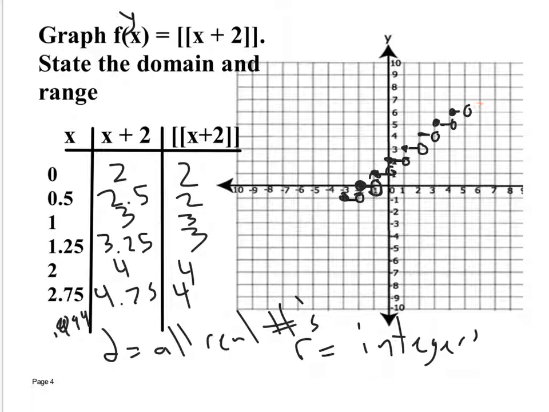When would you not get all real numbers and integers? For greatest integer function, you're always going to get all real numbers for a domain and integers for the range. I'm going to show you problems later where your range is something else. Later on, I'll show you where domain is not always all real numbers, but right now, most of the time, it's going to be all real numbers.